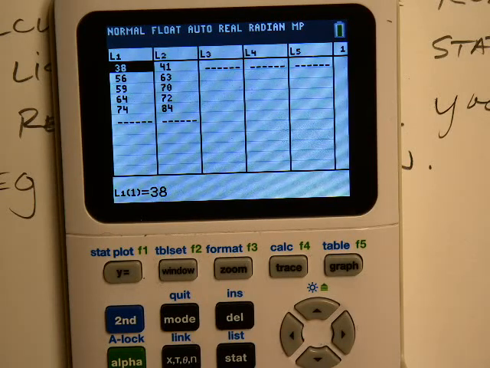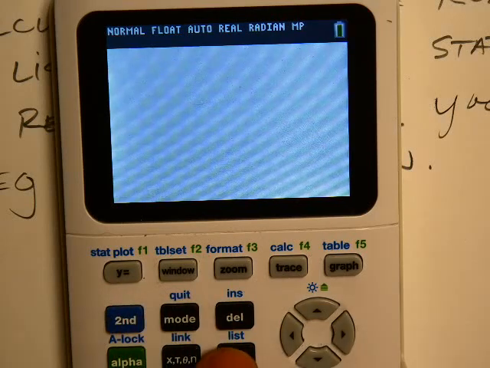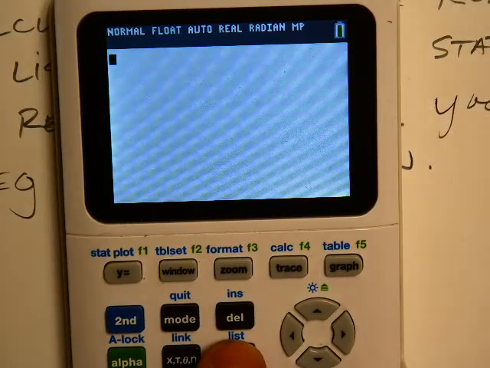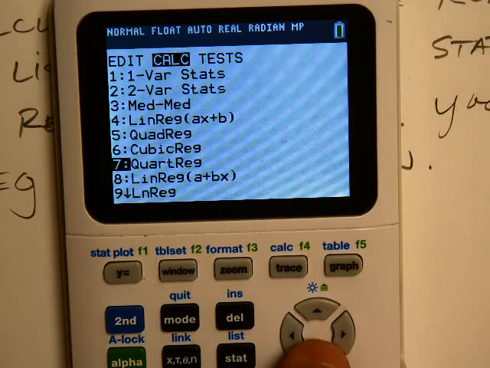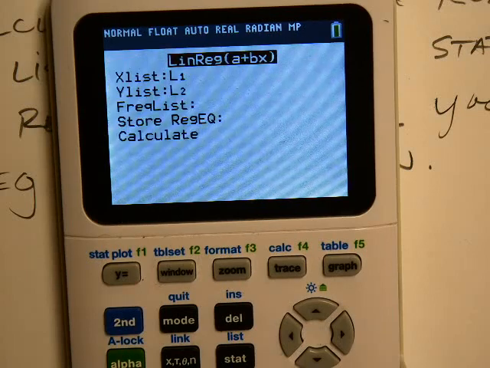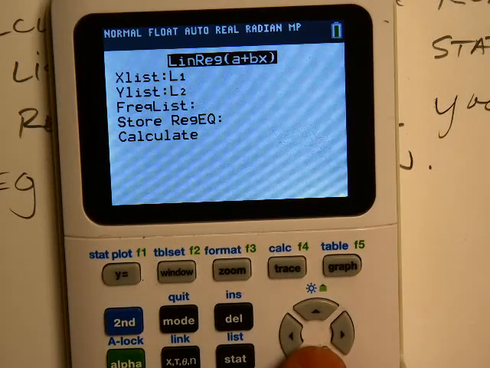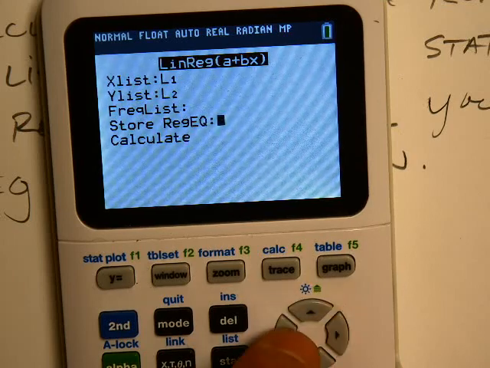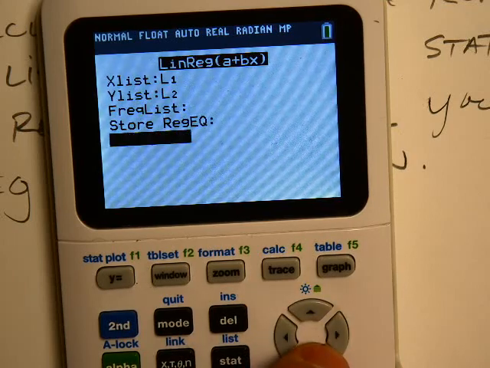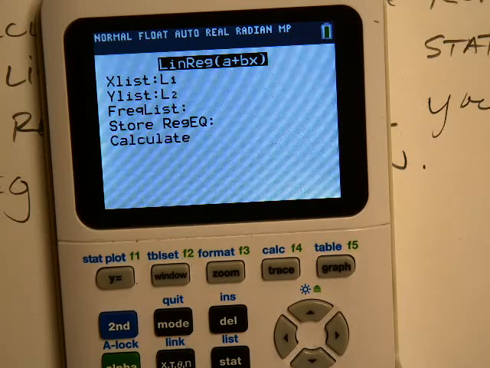So here's what we need to do. We need to run our line reg calculation. So we're going to go to stat, then over to calc, and do the line reg a plus bx. And if you remember, this is a very linear thing. It had a very strong pattern. So L1, L2, that's great. Frequency we leave blank. Store the regression equation, I don't think we need to do that. I just want to make the calculation this time. So you can if you want, but it's not necessary. So we're going to calculate.